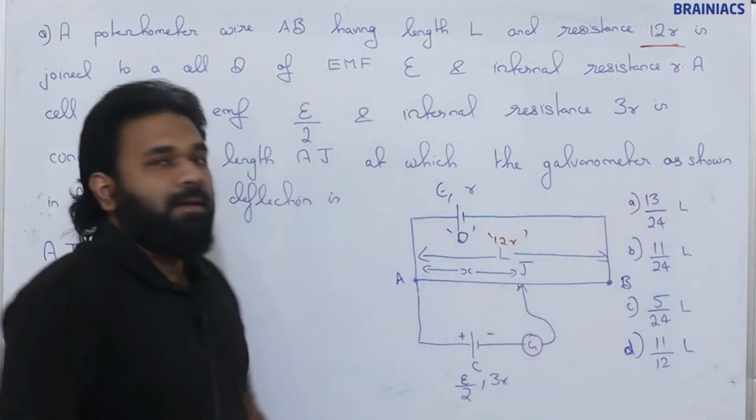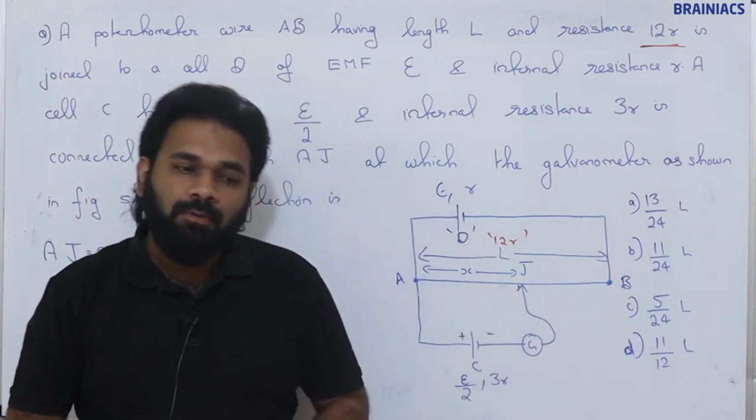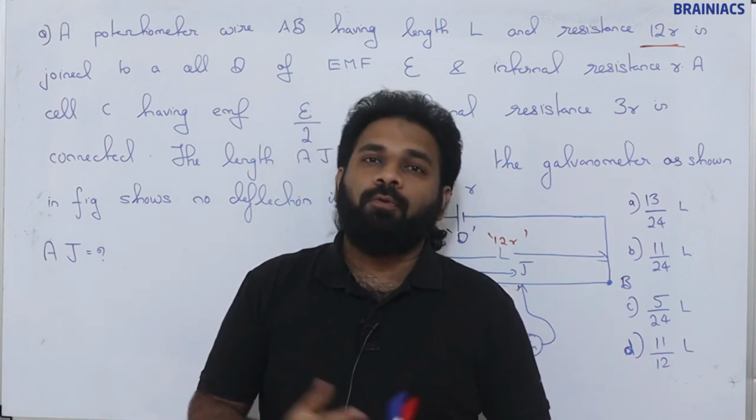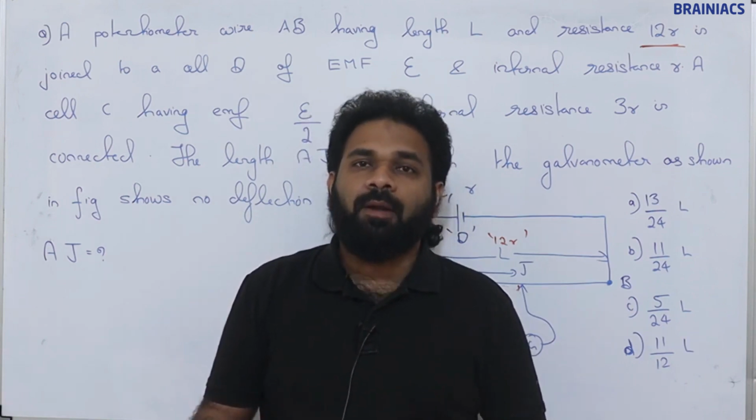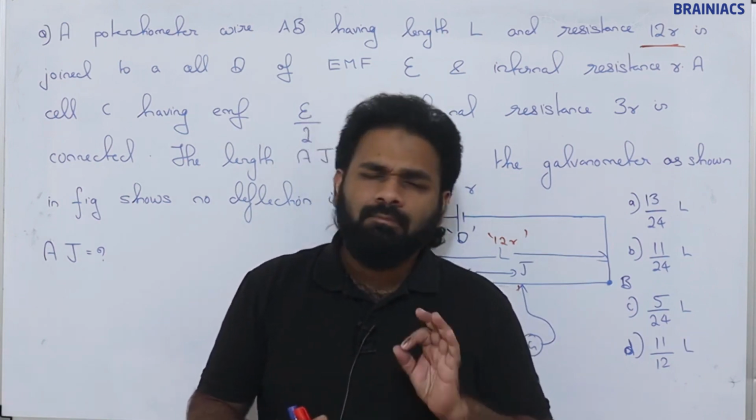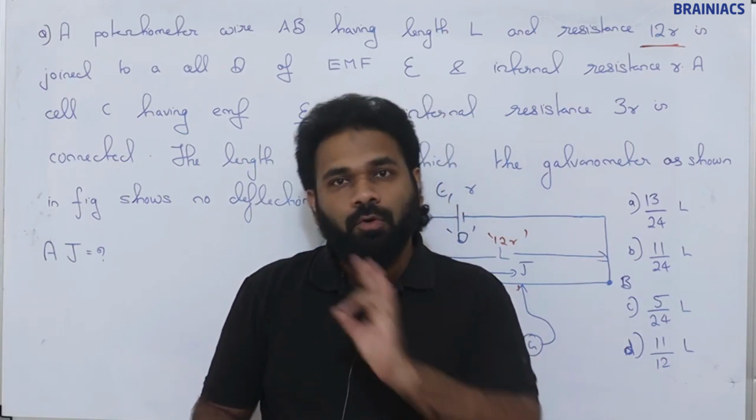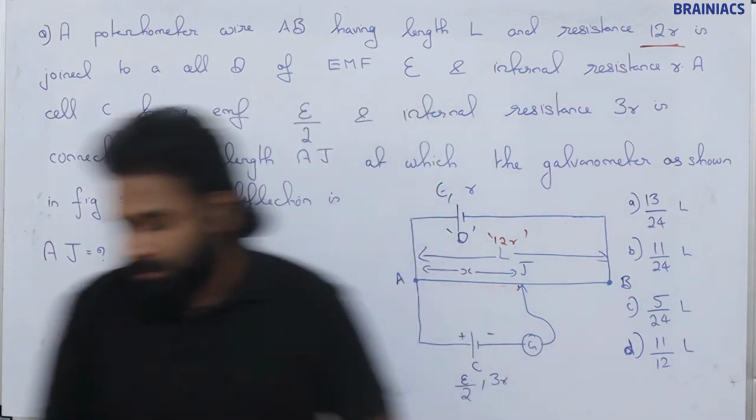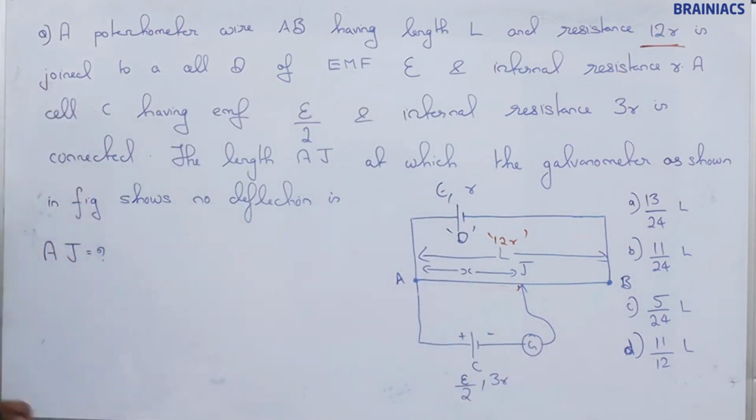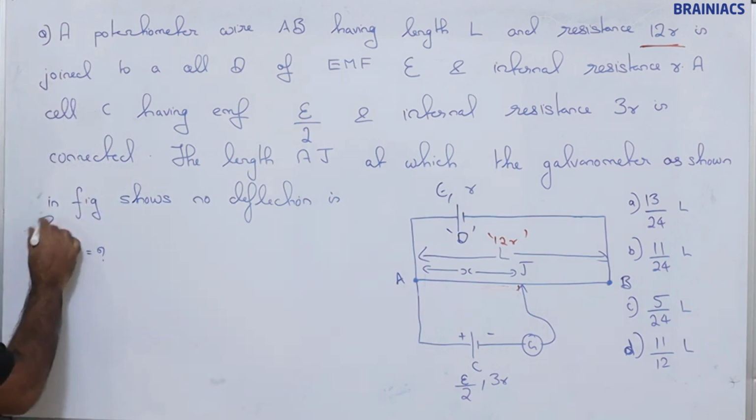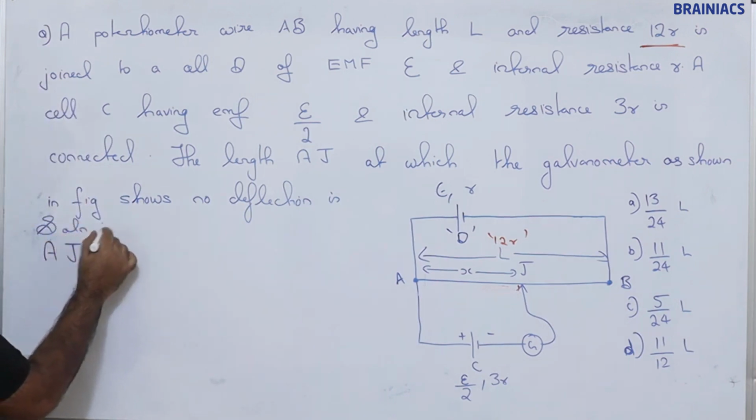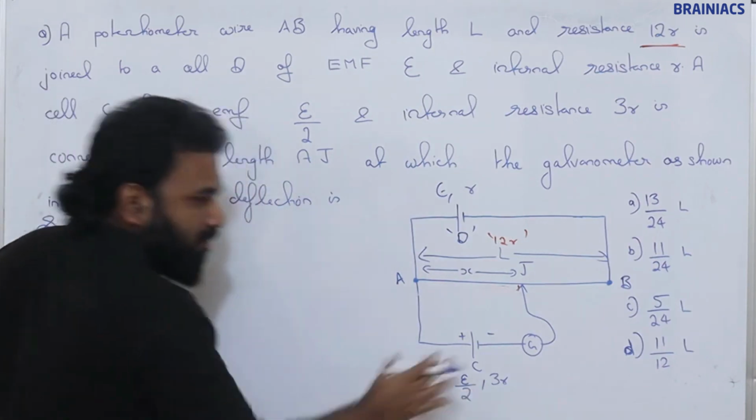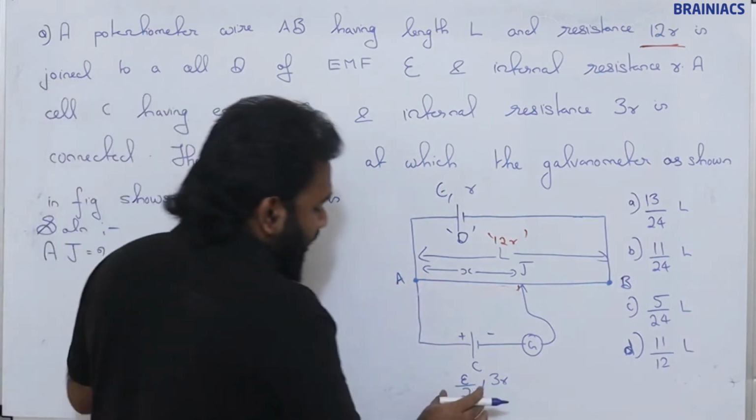Likewise options are given. So pause the screen and try for yourself. How to try? Again, go back to potential gradient. Simple concept. If you go to potential gradient and try to solve, things are very easy. So pause the screen and try yourself. Okay, so now I am solving. So you verify your answer.